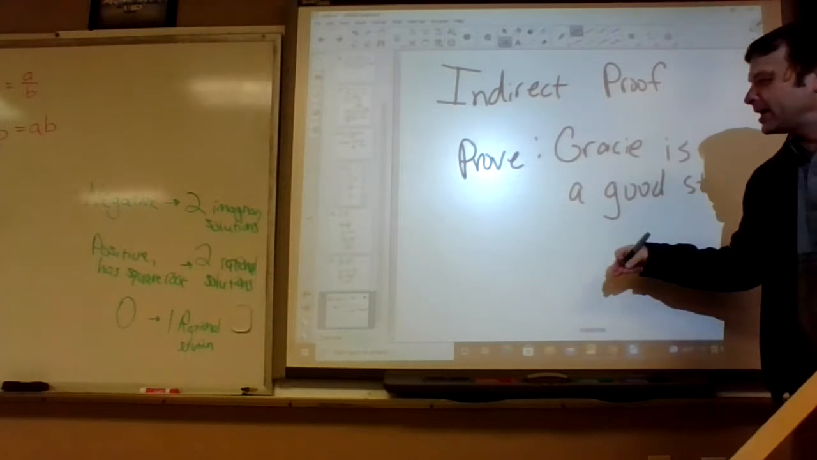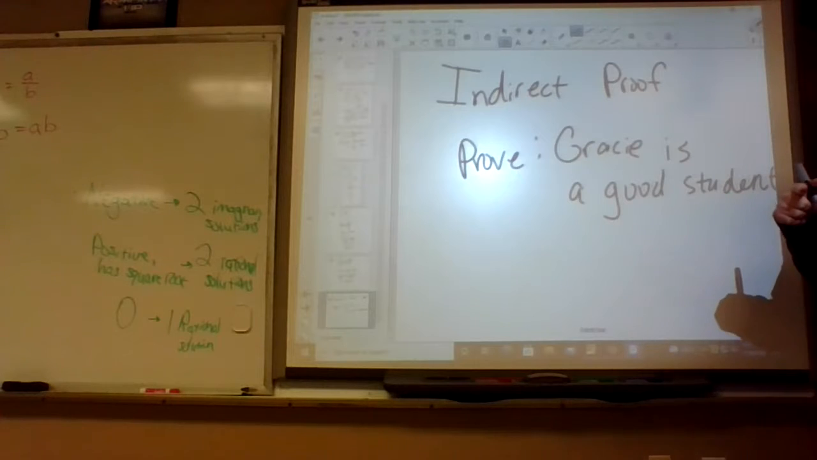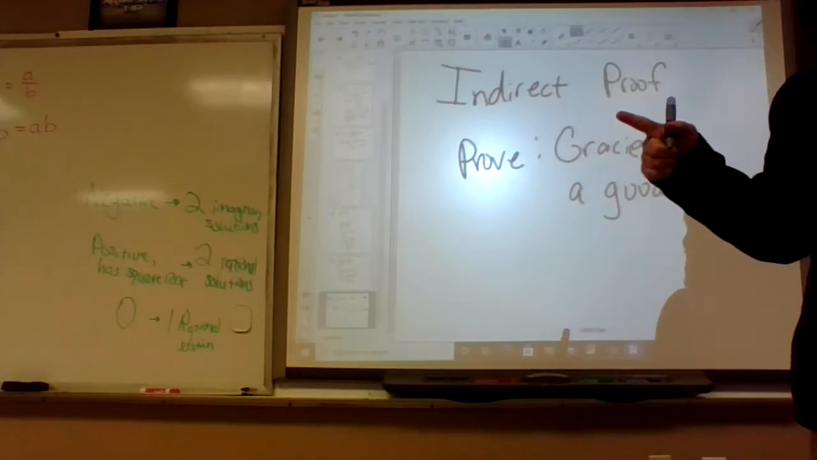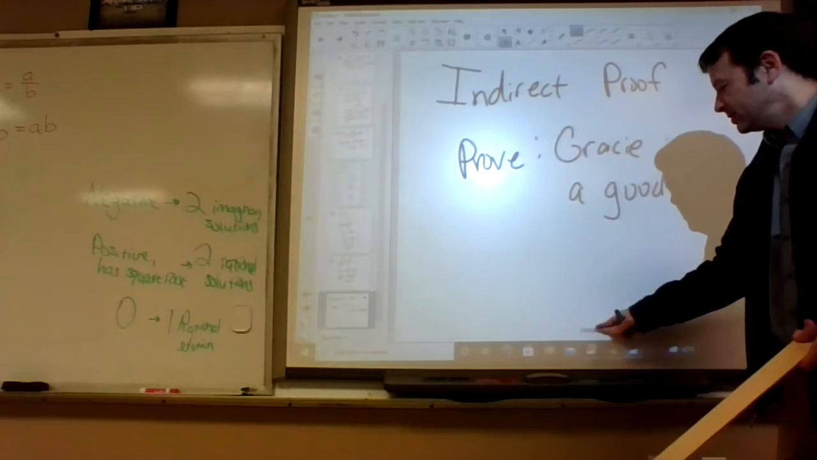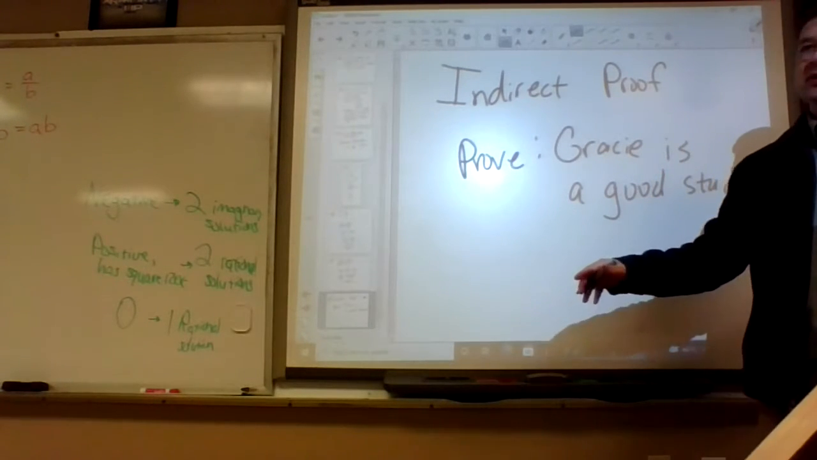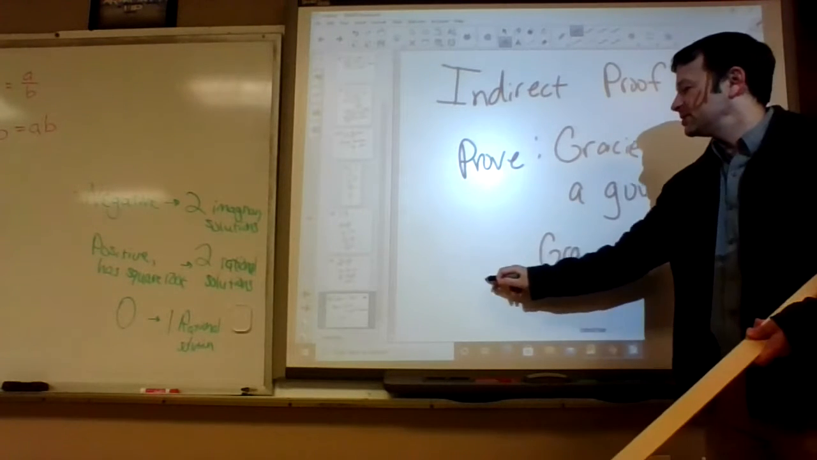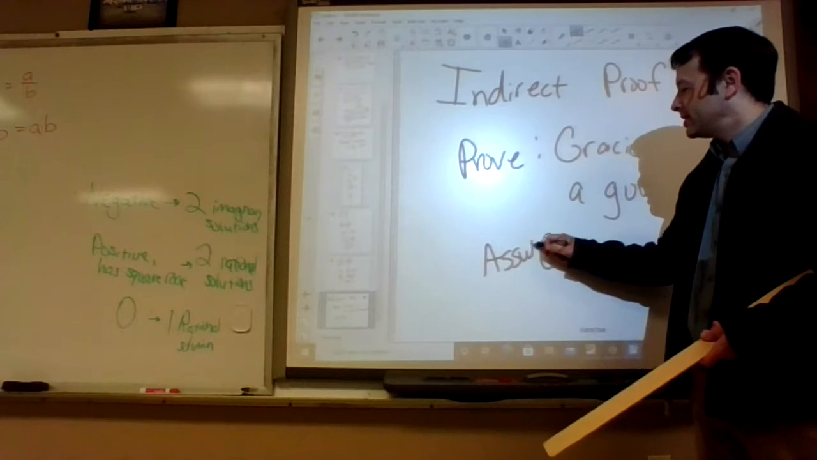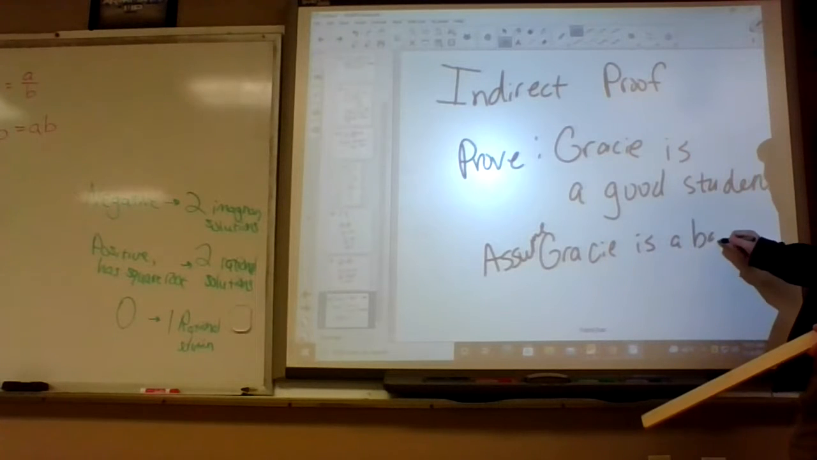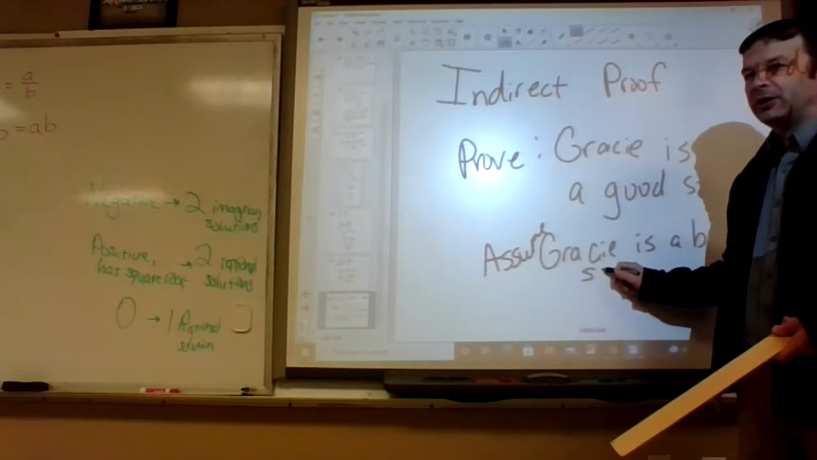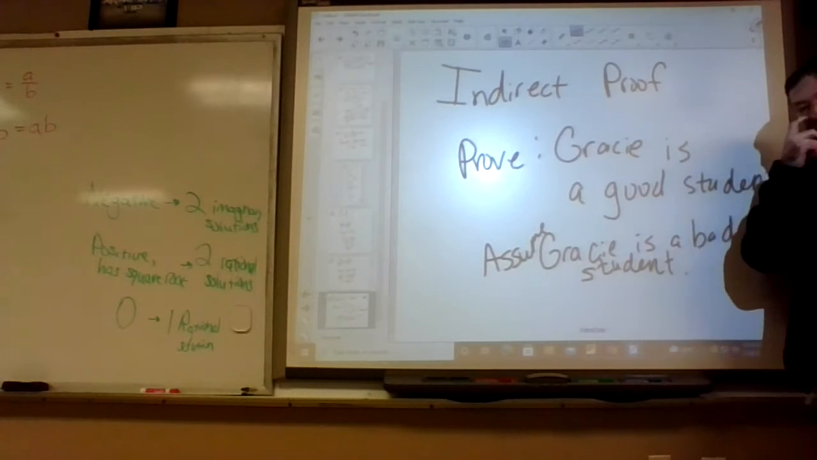Well, okay, so we're trying to prove Gracie is a good student. So if I'm doing this indirectly, I'm going to assume the opposite of what I'm trying to prove. So what am I going to assume? Gracie is not a good student. I don't want to write all this out. Assume Gracie is a bad student. Then I'm going to argue until I get to a contradiction.